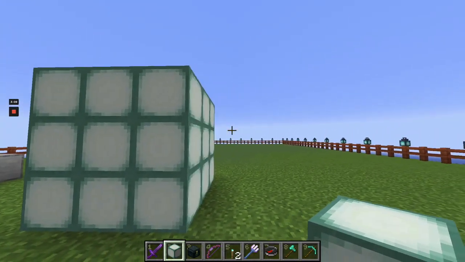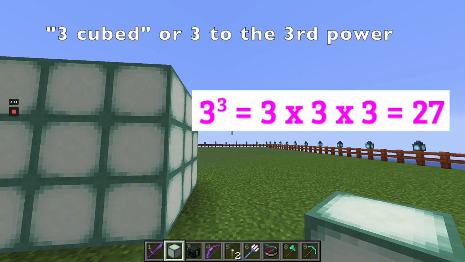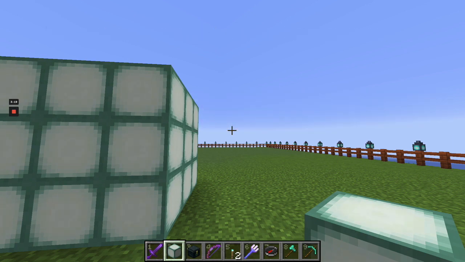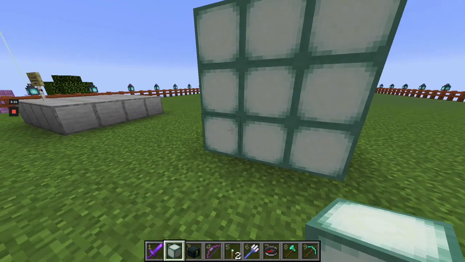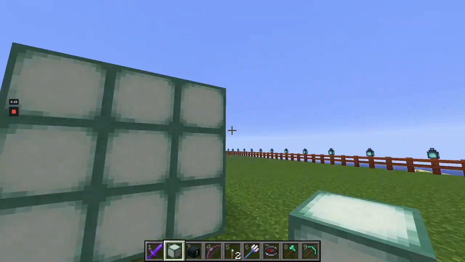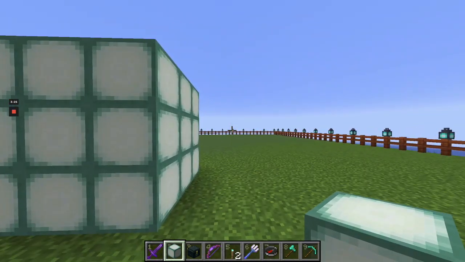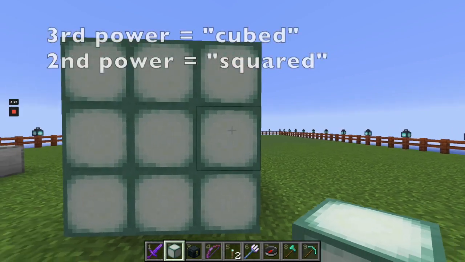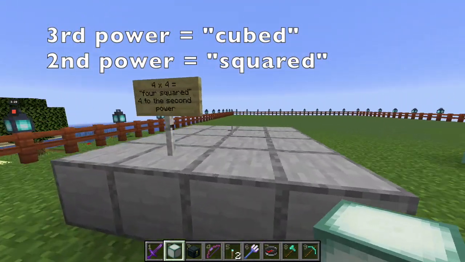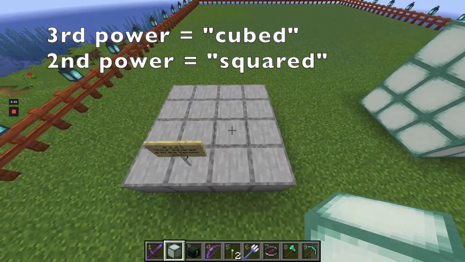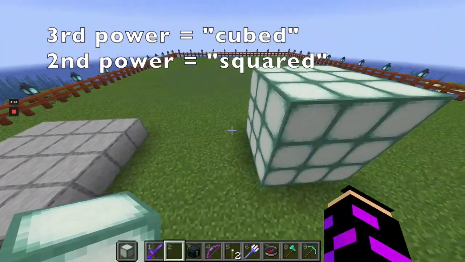So let's see how that's written. 3 times 3 times 3 is the same as 3 to the third power, which is the same as 3 cubed. They call it 3 cubed because you're making a cube. 3 times 3 times 3. So any number to the third power is called cubed, and any number to the second power is called squared. It's just a shortcut that people do.